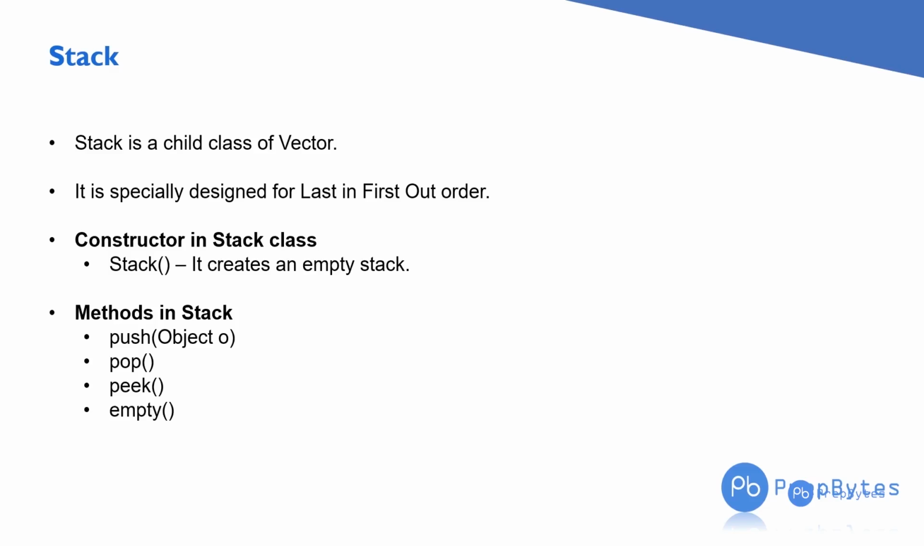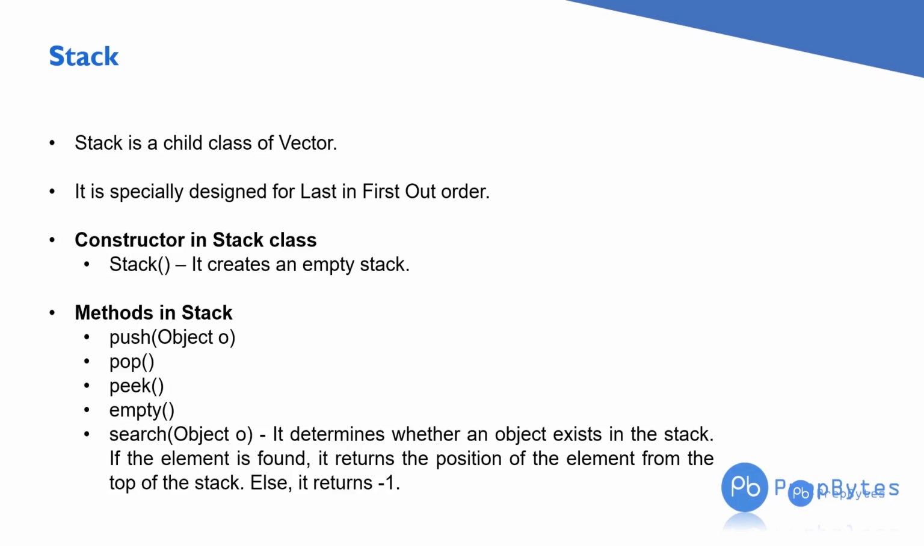Then we have empty. It is actually isEmpty now in the Collection, but since Stack was introduced before Collection, the naming conventions are a little different. So here it is simply empty, to check whether the stack is empty or not. And then we have search. This is one extra one. What search does is determine whether an object exists in the stack or not. If the element is found, it returns the position of the element from the top of the stack.